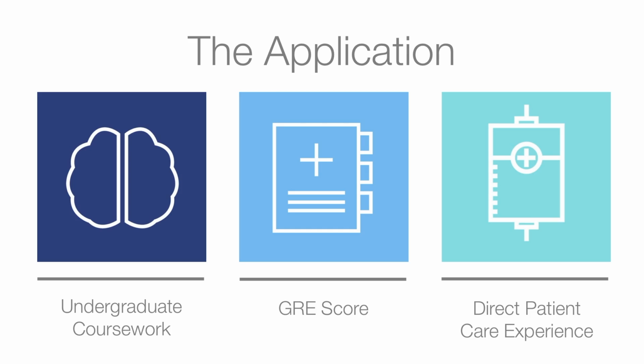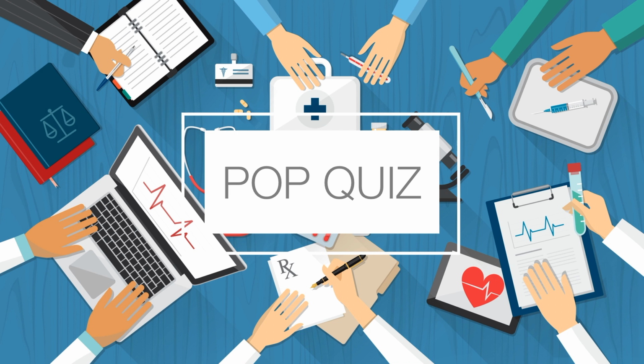Applicant assessment. Your application for PA school will be primarily assessed based on 3 key areas: your undergraduate coursework, including both your overall GPA and natural science GPA, your general GRE score comprised of the verbal, quantitative, and writing components, and finally, the quantity and caliber of your direct patient care experience. Let's see how you do if you were to apply to PA school today.